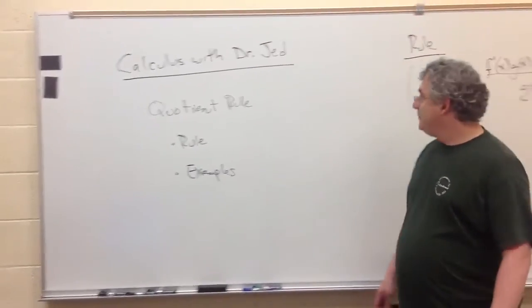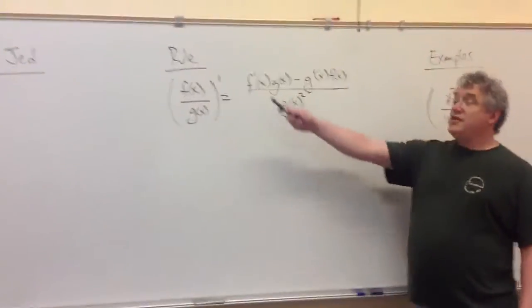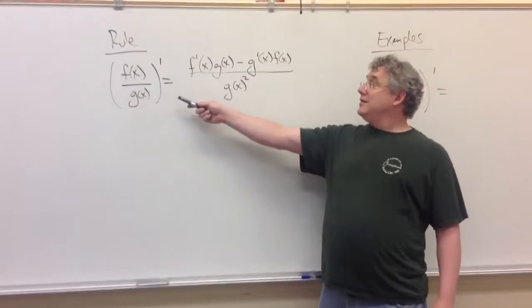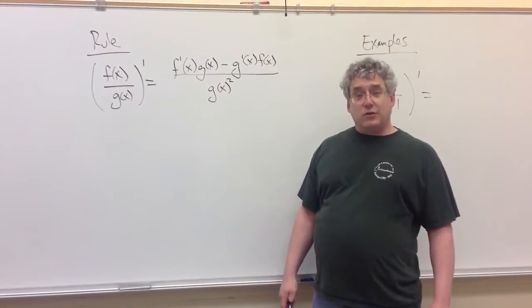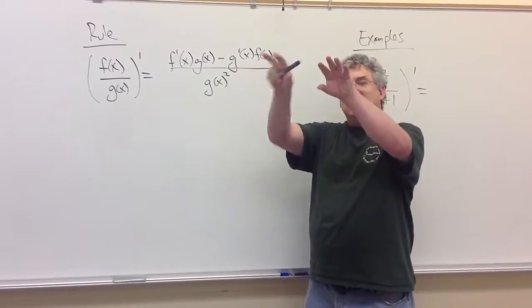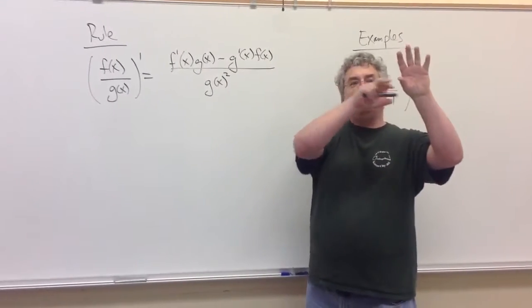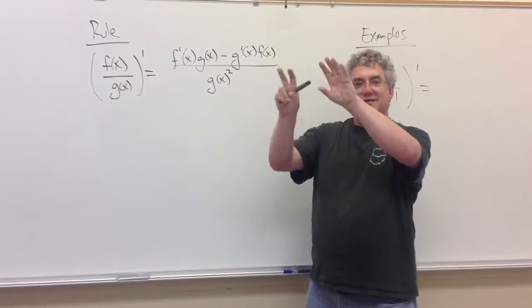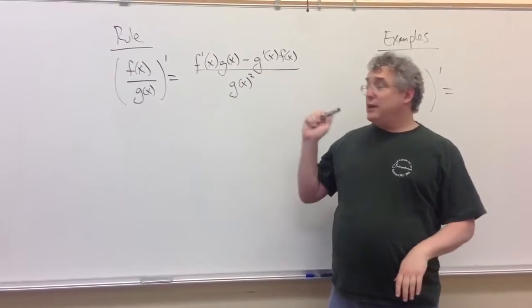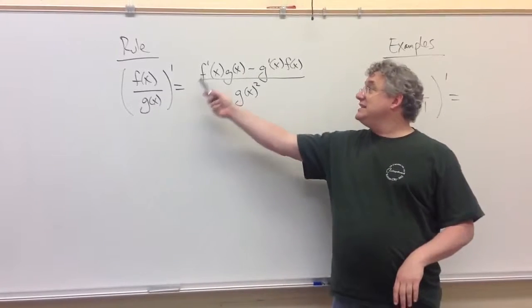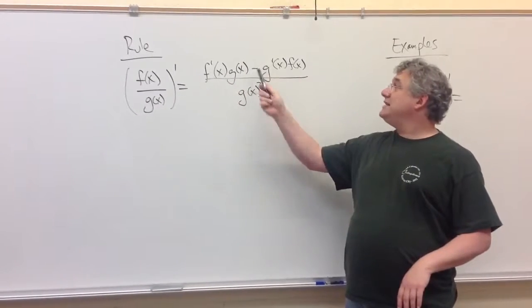So, here's the rule. The derivative of f over g, it's messy. Well, do you remember what the derivative of the product rule was? It was f prime times g plus g prime times f. So the f prime and the g kind of balance together, the g prime and the f balance together, there's a plus in between. So that was multiplication. Division is kind of the same, but with a minus in between.